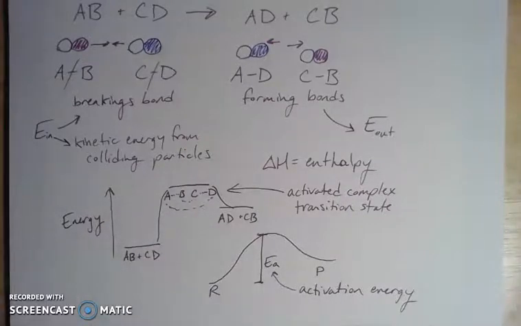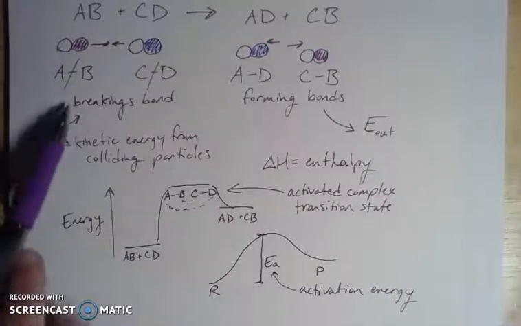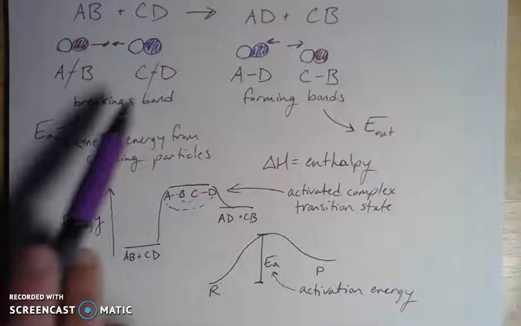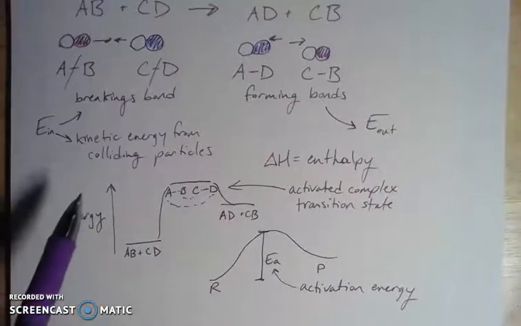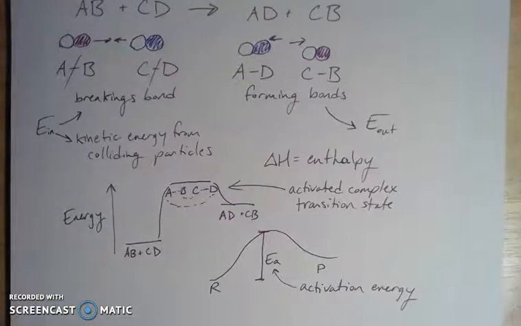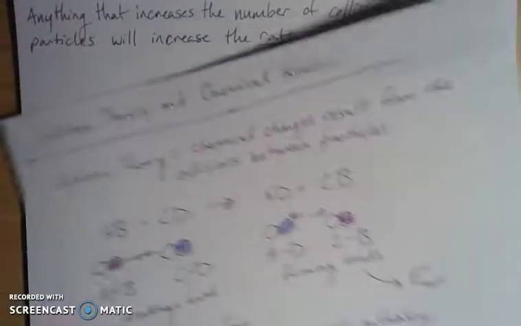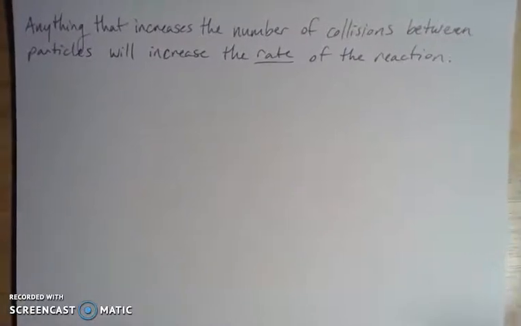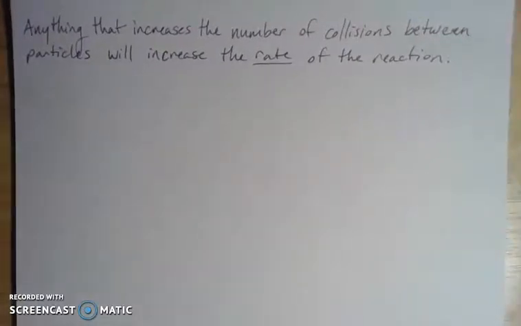But anything, if we're kind of bringing this back to rate or speed, anything that's going to increase the number of collisions that we have, that increases the number of bonds that I can break, is going to cause this reaction to occur more quickly. So let's talk about those different factors. So let's talk about kinetics a little bit more.